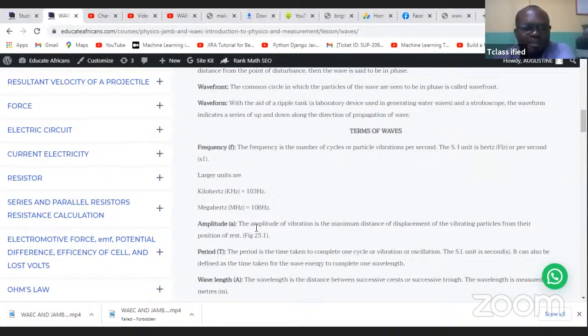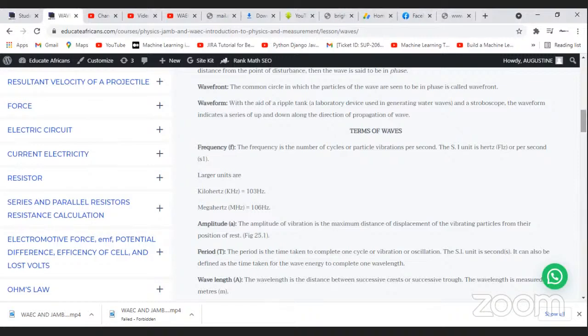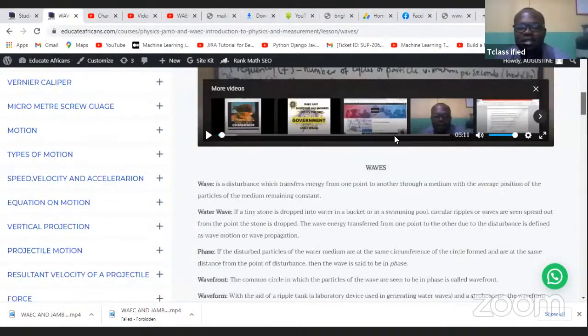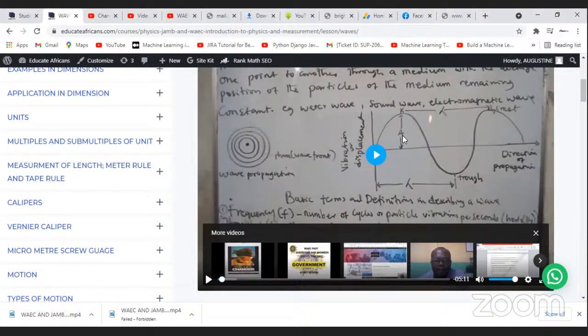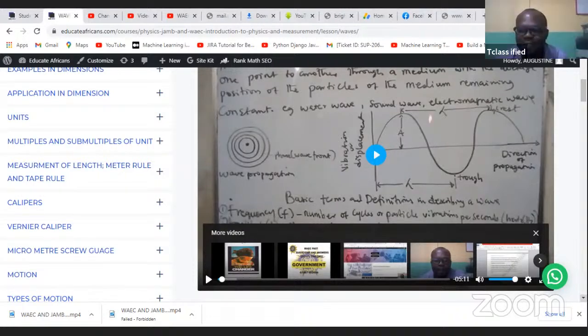Now we'll talk about amplitude. The amplitude of a vibration is the maximum distance of displacement of the vibrating particle from its position of rest. This horizontal line here is the position of rest. So the maximum distance is the distance from here to the crest, because I told you the crest is the upmost part. That distance from the rest point to the crest is the amplitude, represented as A.